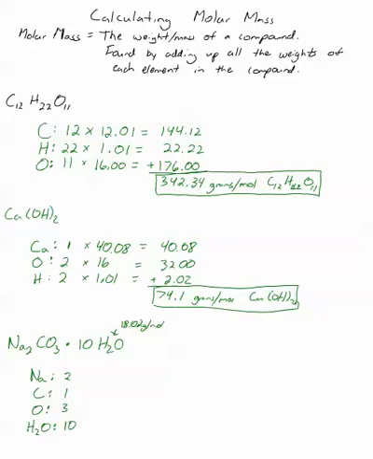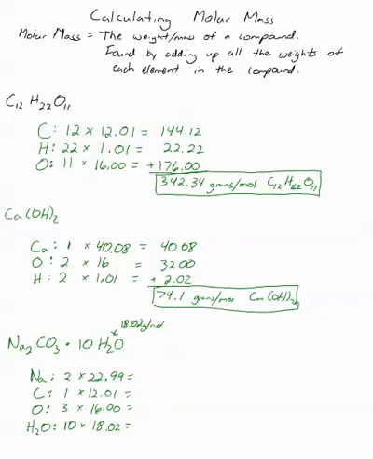Okay, how much do they each weigh? We need to multiply by that. And sodium is 22.99. Carbon, 12.01. Oxygen, 16. And again, on our water, we said it's 18.02. And that's just a helpful one to remember. Now, let's go through and multiply each of these out.